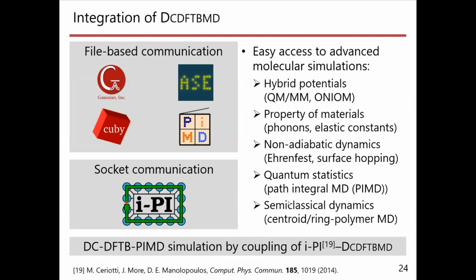Explain to me the i-PI. i-PI is written in Python code, and it is a kind of molecular dynamics engine. Not only for path integral MD techniques, but it also has ring polymer molecular dynamics or centroid molecular dynamics, as well as replica exchange molecular dynamics simulation.